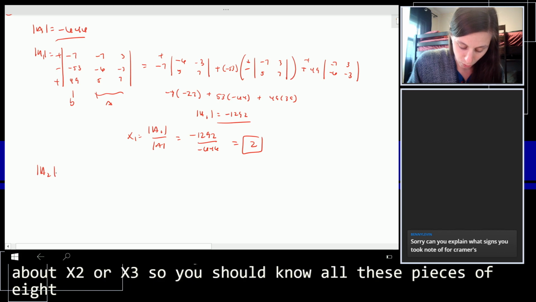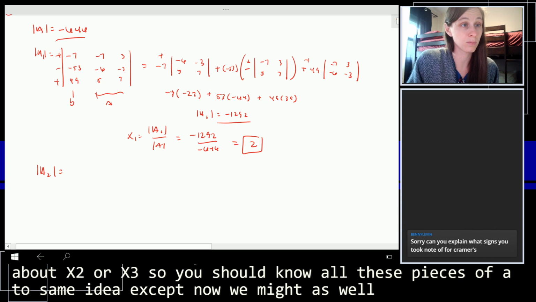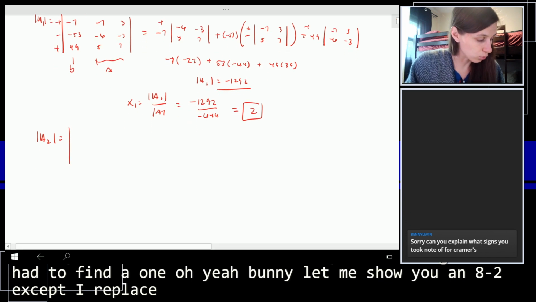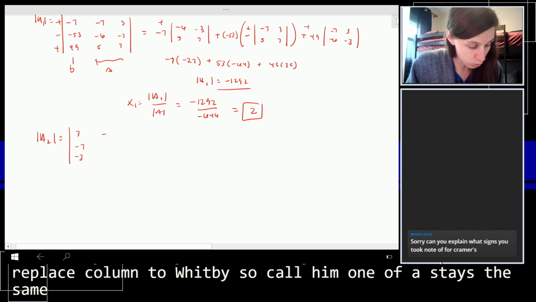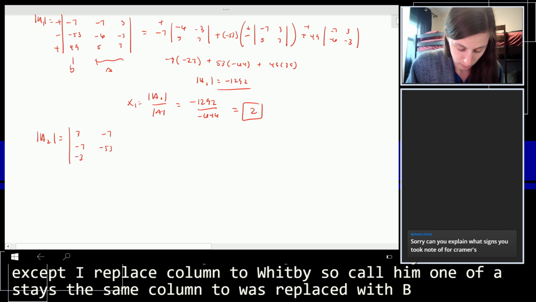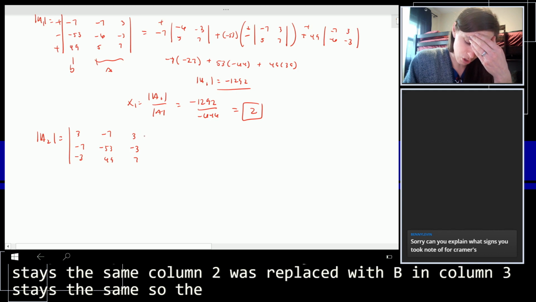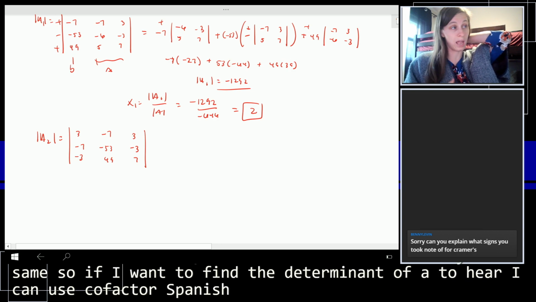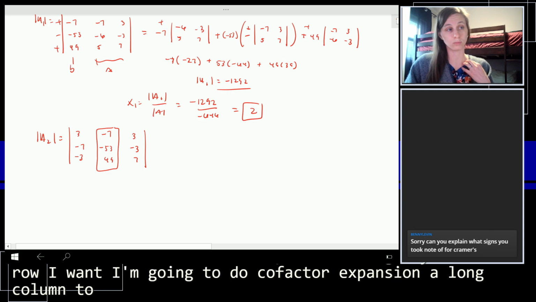For determinant of A2, same idea as we did to find A1. Let me show you A2, except I replace column 2 with B. So column 1 of A stays the same, column 2 is replaced with B, and column 3 stays the same. So if I want to find the determinant of A2 here, I can use cofactor expansion along any column or row I want. I'm going to do cofactor expansion along column 2.